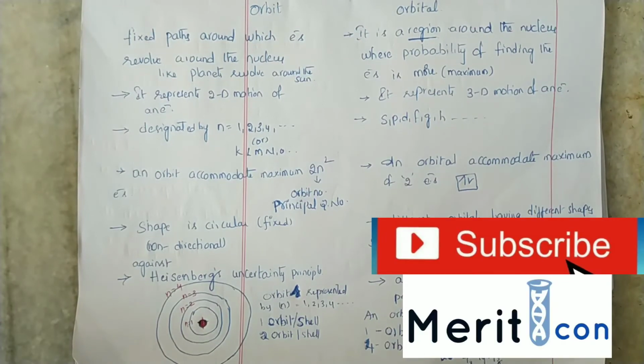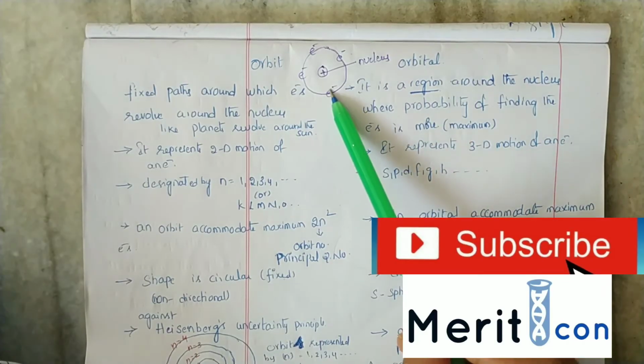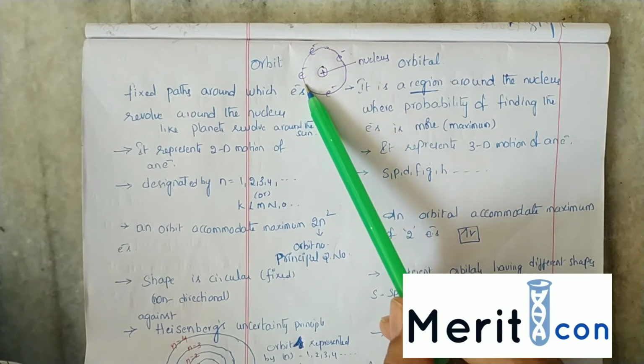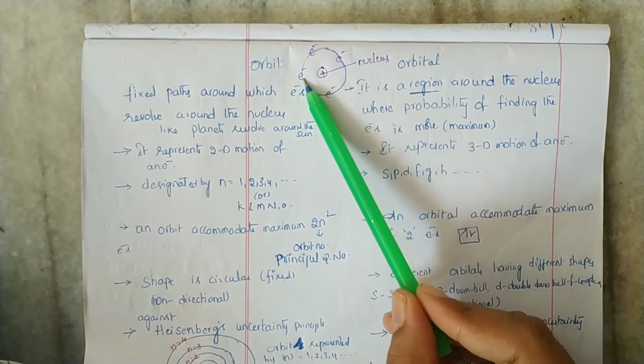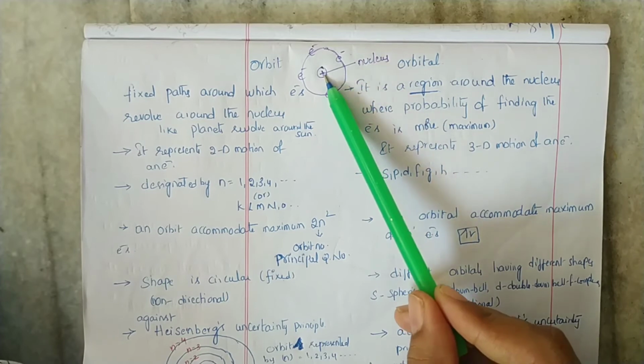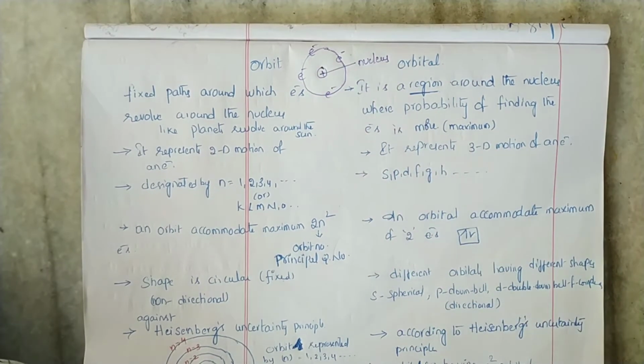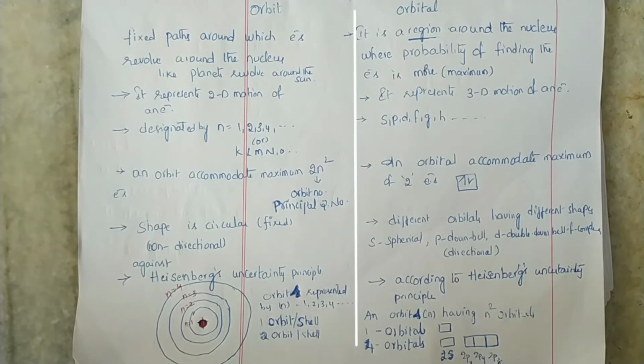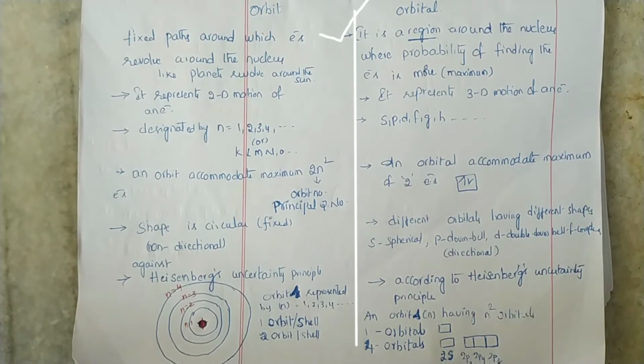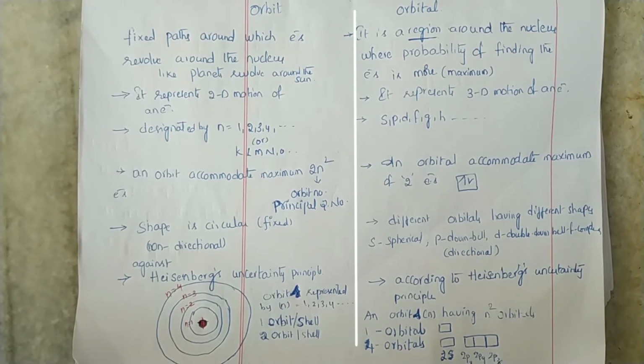Difference between orbit and orbital. An orbit is a well-defined circular path around the nucleus in which electrons revolve like a planet revolves around the sun. Coming to orbital, an orbital is the region of space around the nucleus where the probability of finding the electron is maximum.